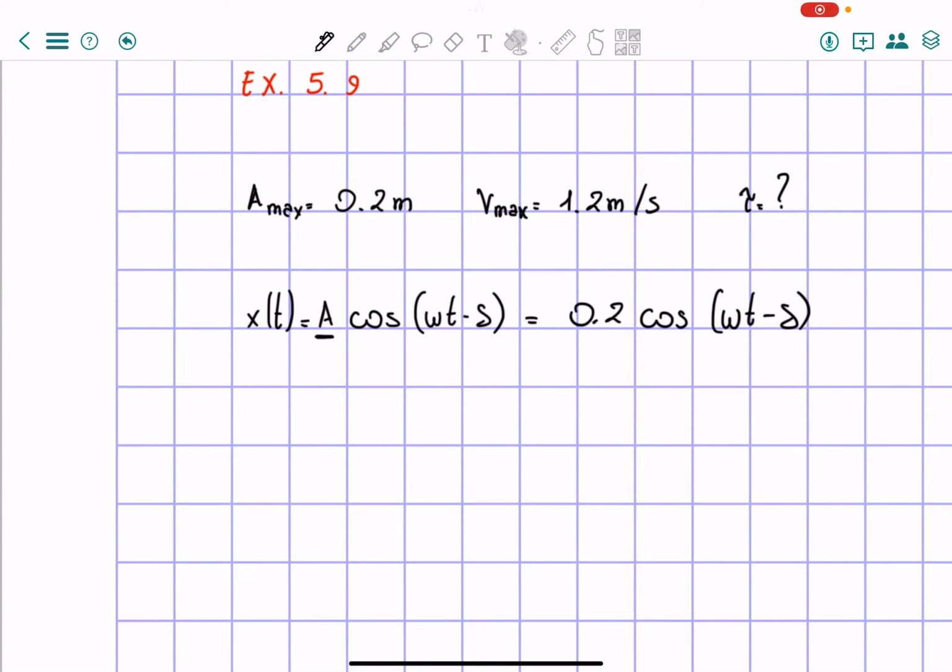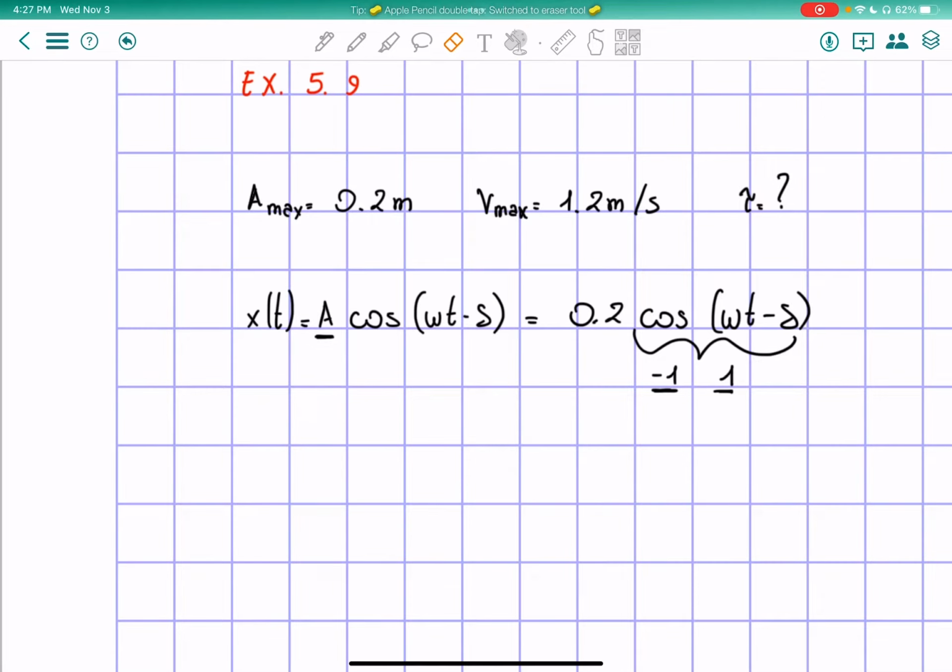If you don't believe me, think about this. Cosine can be only between -1 and 1. Therefore, the biggest value that x can get is equal to A, because it's got to be multiplied by -1 or 1. That's the biggest value that cosine can have. So the maximum amplitude is going to be equal to A, which is simply the same maximum amplitude we found before.